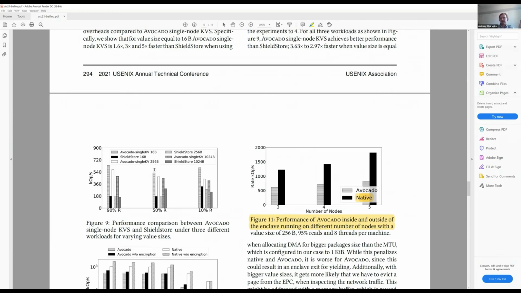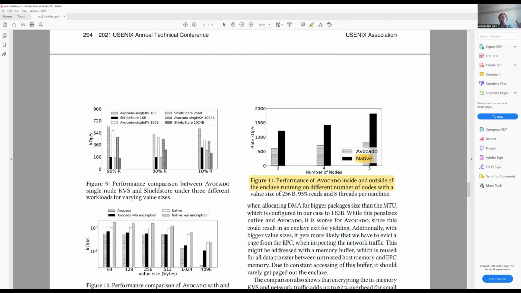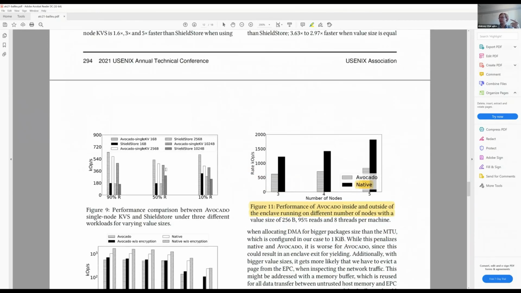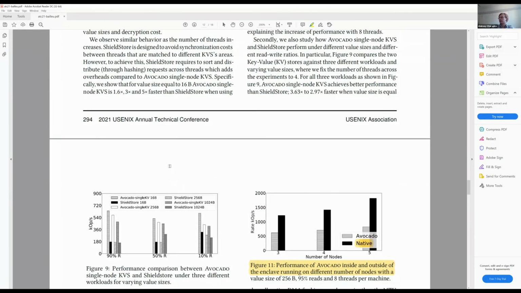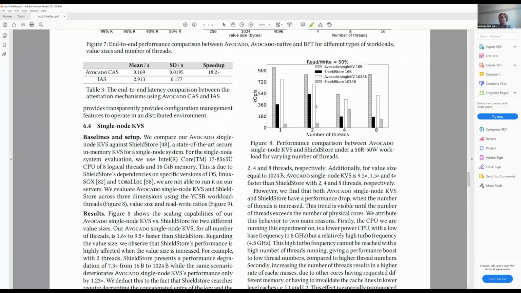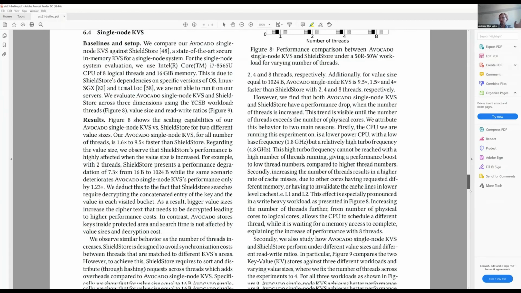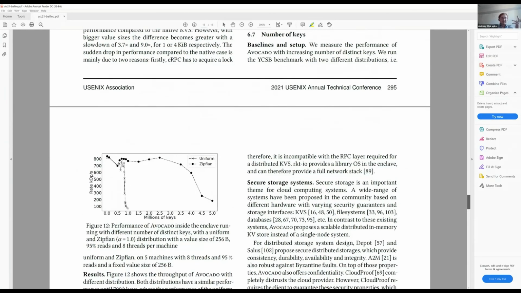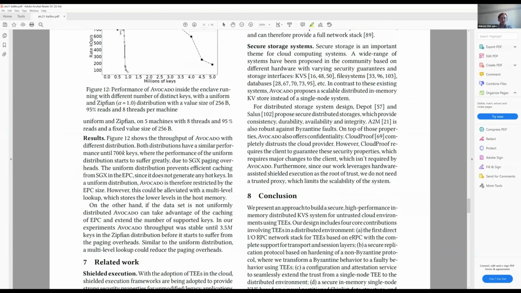They did quite an extensive evaluation actually of all the major components, like their attestation service. They evaluated the single key value implementation that splits the keys and metadata in the enclave and the values outside. So they did quite a lot of evaluation of all the major components. Yeah, I think I'll stop at this point.